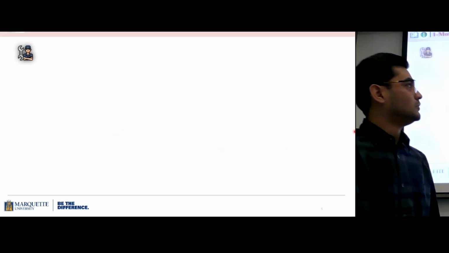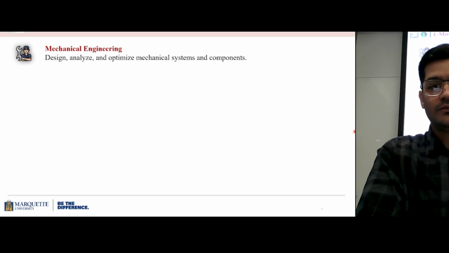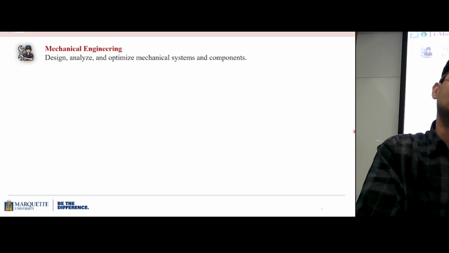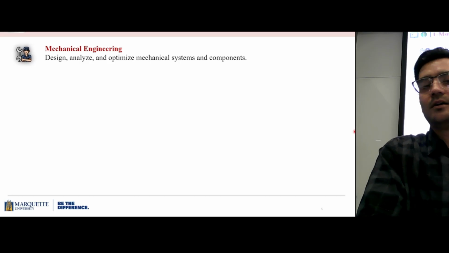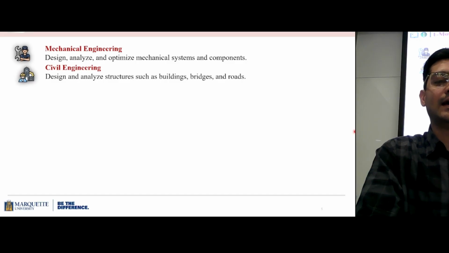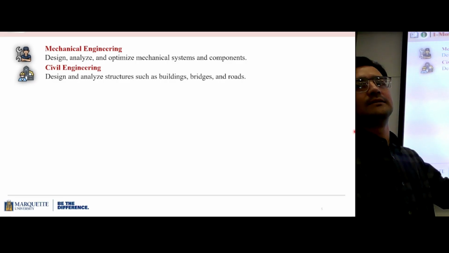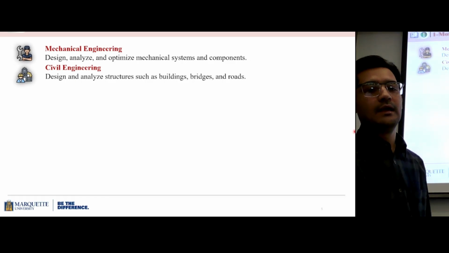So we use these principles in all sorts of engineering. We use it in mechanical engineering. For example, we're going to use this subject and these principles of mechanics to design, analyze, and optimize mechanical systems and components. We use it in civil engineering to design and analyze structures such as buildings, bridges, and roads. By the way, this is one of the examples. We use it everywhere.